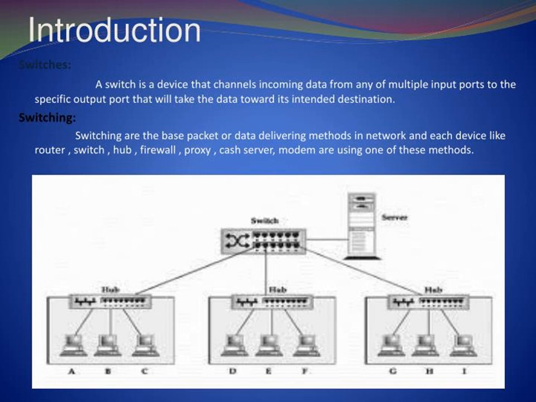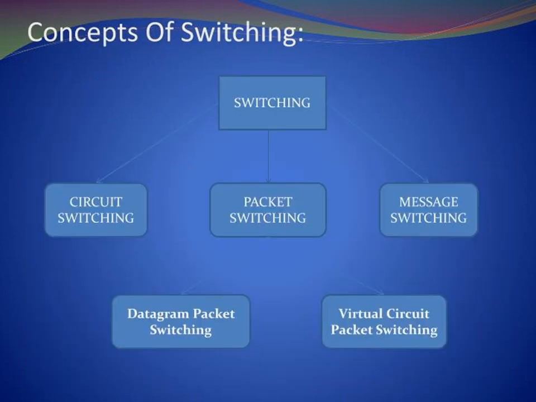Introduction to Switching. What is a switch? A switch is a device that channels incoming data from any of the multiple input ports to the specific output port that will take the data towards its intended destination. Switching methods are the basic packet or data delivering methods in a network, and each device like router, switch, hub, firewall, proxy, cache server, and modem uses one of these methods.